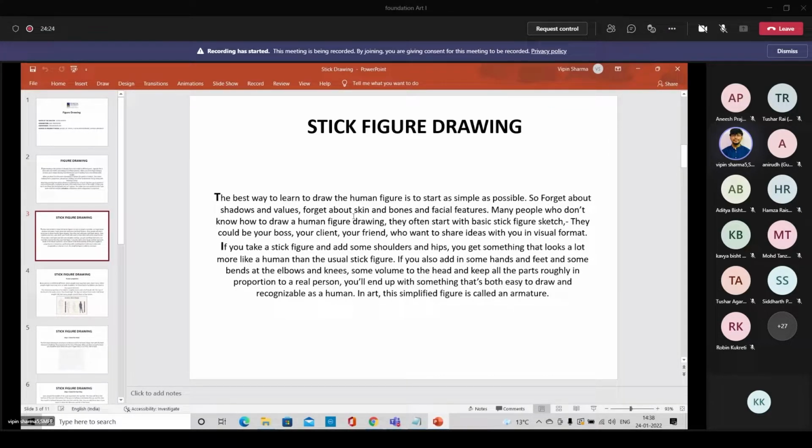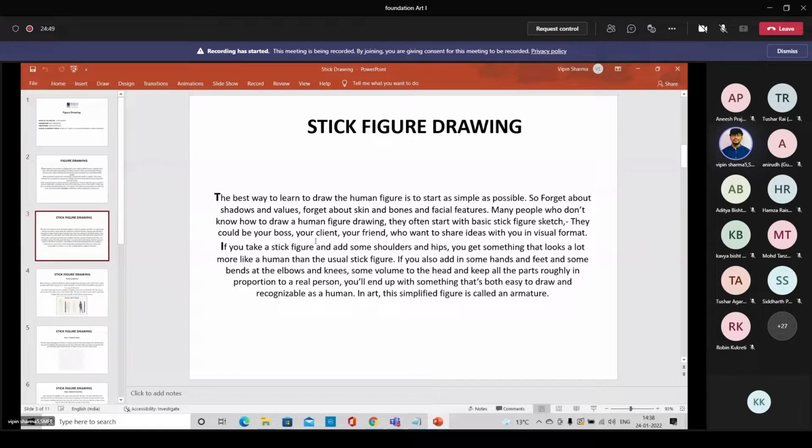So forget about shadows and values. It means we don't focus on the volume and the shadows. Forget about the skin and bones and facial features. All these things we know, no need to start working on that. Many people who don't know how to draw a human figure drawing, they often start with basic stick figure sketch, right? So our beginning also begin with the stick figure.